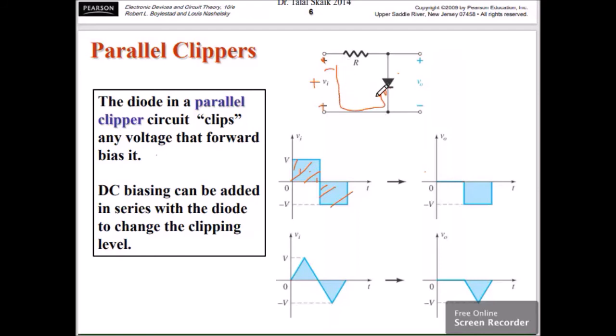So, anong na-notice nyo? Itong diode na to, on or off? This is off. Okay? Off siya. Ibig sabihin, open circuit to. May current ba dito? Wala. May current ba dito? Wala. So, walang voltage drop dito. May voltage ba dito? Yes.